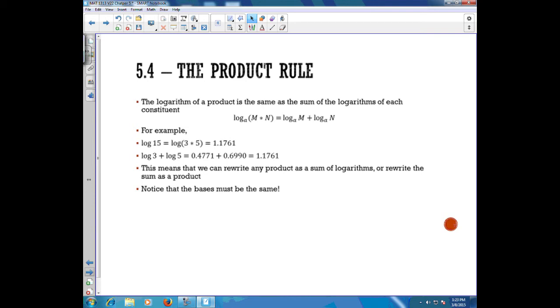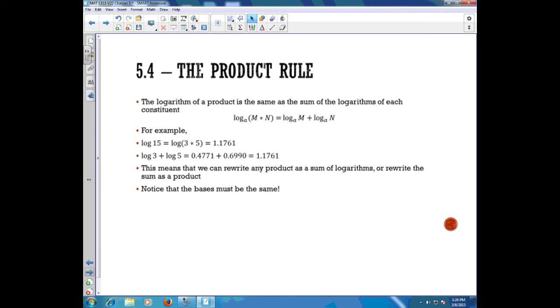So the first rule we need to talk about is what's known as the product rule. Basically, if you have the logarithm of a product, it's the same as the sum of the logarithms of each of its constituents. So log base a of m times n is going to be equal to log base a of m plus log base a of n. And notice that the bases are the same. Bases have to be the same in order for this to work.